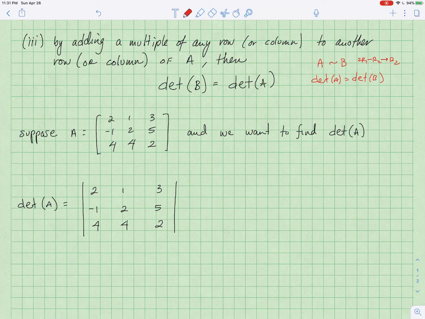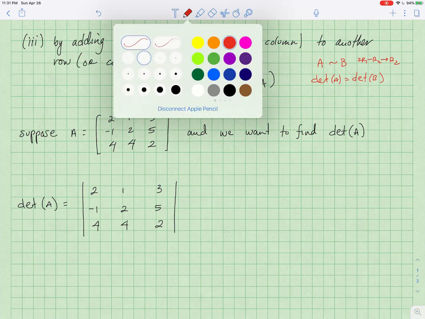Suppose we have A, where A is the rows 2, 1, 3, negative 1, 2, 5, 4, 4, 2, and we want to find the determinant of A. So we start by taking the determinant of A, and we get our vertical bars denoting that we're actually taking a determinant here. And we want to take this determinant, but there's no zero rows. So where do we start? Well, this being a 3 by 3, regular cofactor expansion won't take that long. But if this was a 4 by 4 or 5 by 5, we might want to do something similar to what I'm going to do here.